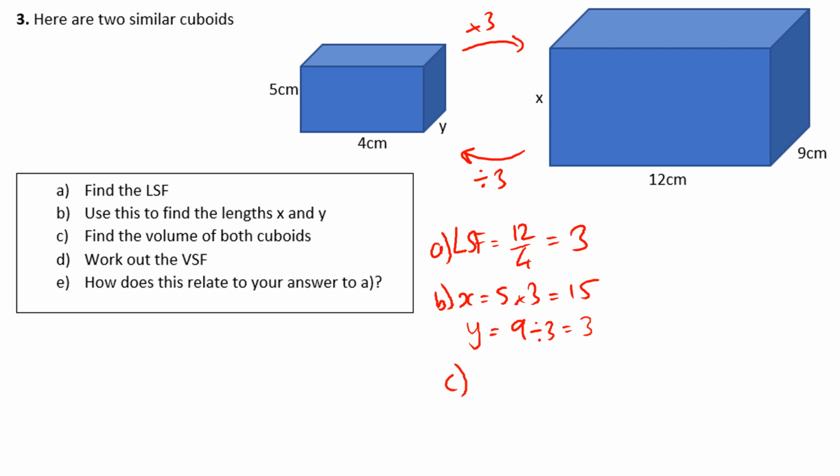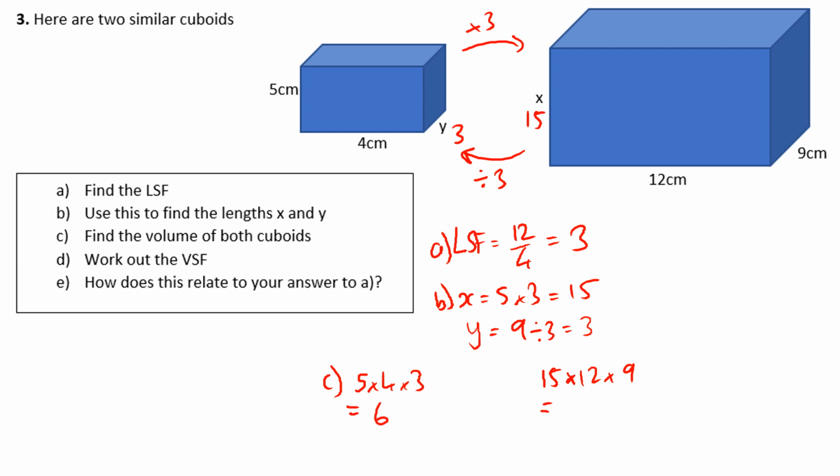Okay, so let's fill that in. We've got 15 and we've got 3. Now, what's the volume of each cuboid? So the one on the left, we would go 5 times 4 times 3. Remember, for a volume of a cuboid, it's just multiply everything together. For the one on the right, we go 15 times 12 times 9.